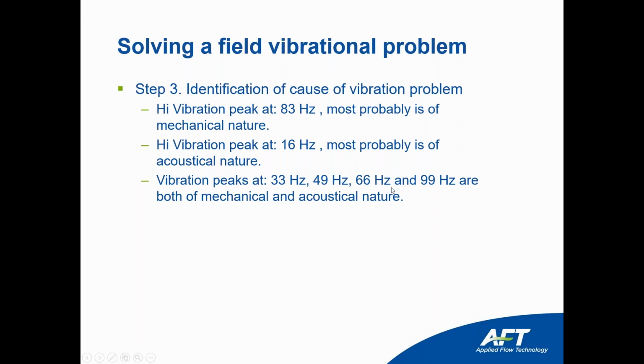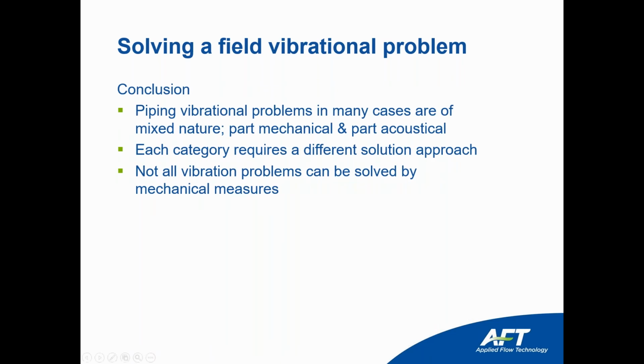High vibration peak in 83 hertz most probably is caused by a mechanical nature. High frequency at 16 hertz is probably of an acoustical nature because it was not observed. And vibration peaks 33 hertz, 49 hertz, 66 hertz, and 99 hertz are both mechanical and acoustical nature. So in this case, we have acoustical vibration resonance matched with mechanical resonance.